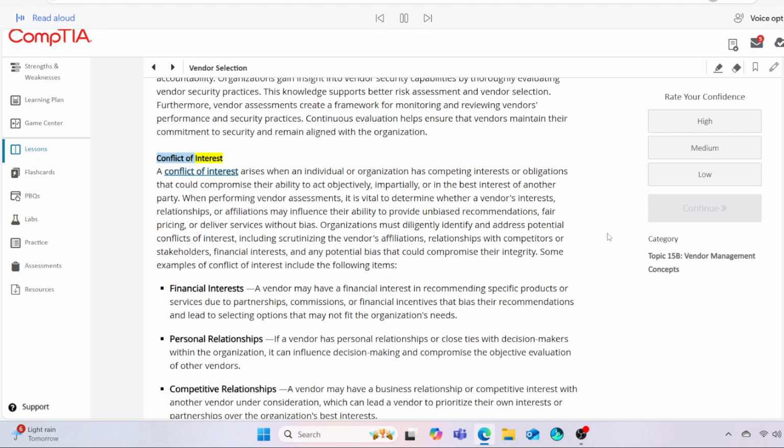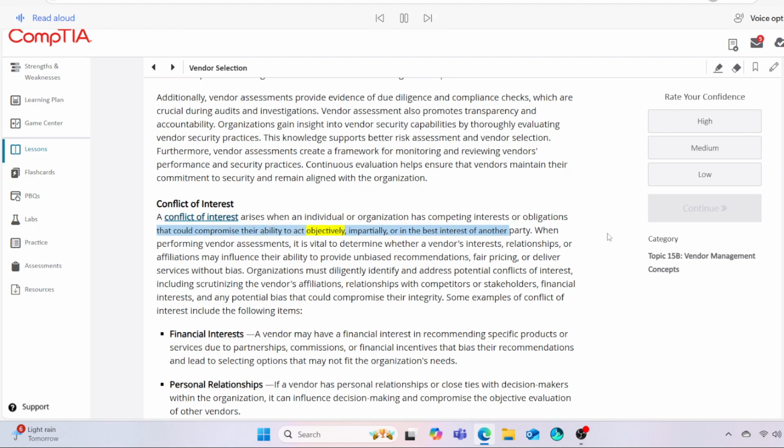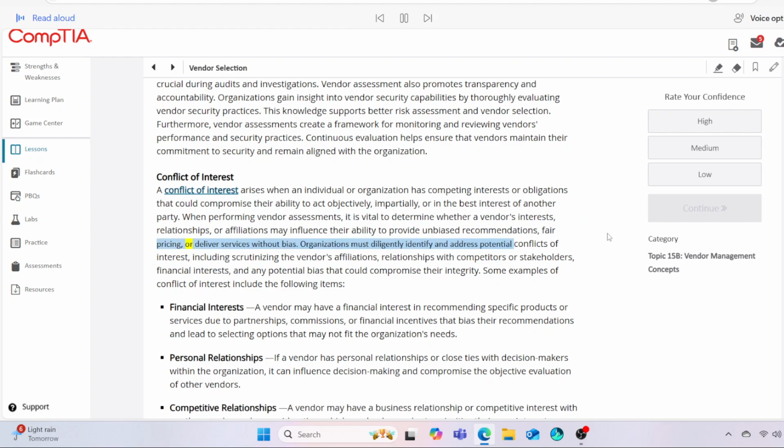Conflict of interest. A conflict of interest arises when an individual or organization has competing interests or obligations that could compromise their ability to act objectively, impartially, or in the best interest of another party. When performing vendor assessments, it is vital to determine whether a vendor's interests, relationships, or affiliations may influence their ability to provide unbiased recommendations, fair pricing, or deliver services without bias.